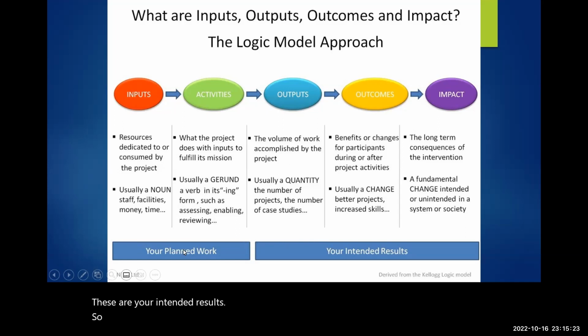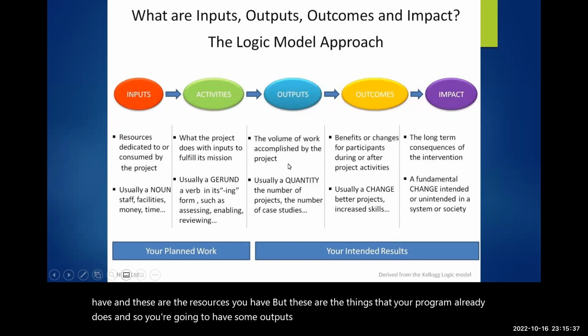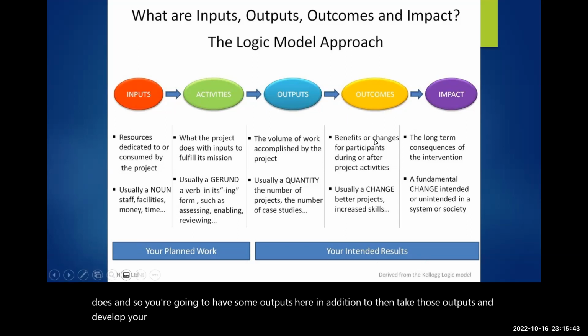Typically, even your planned work can include the outputs, because these are the resources you have, but these are the things that your program already does. And so you're going to have some outputs here, in addition to then taking those outputs and developing your intended results in your outcomes and your impact.